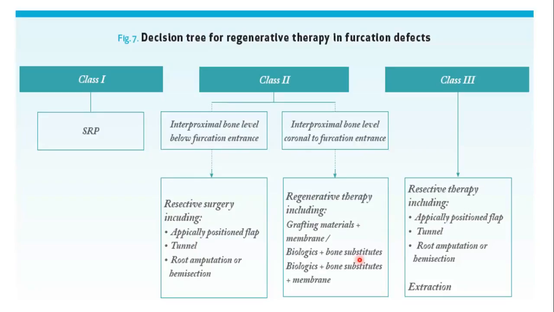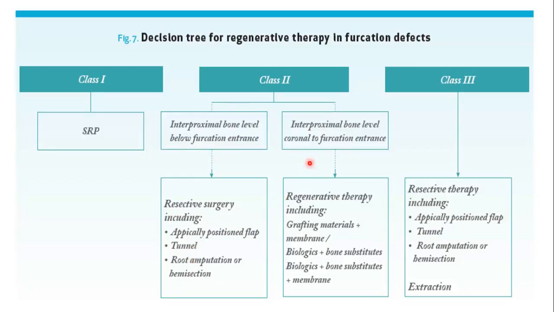Anton Skolniak created this table, which is about the decision tree for regenerative therapy in furcation defects. In class 1, I can do only scaling and root planing, or I can say scaling and deep subgingival debridement. In class 2, I have two kinds of furcation defects. The interproximal bone level could be below the furcation entrance, and the second one, the interproximal bone level, could be coronal to the furcation entrance. When the bone level is below the furcation entrance, I can go through resective surgery like apically positioned flap, tunnel, root amputation, or bisection.